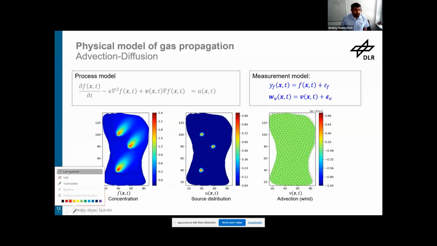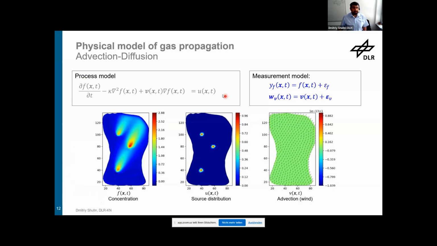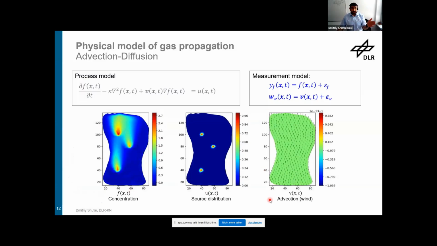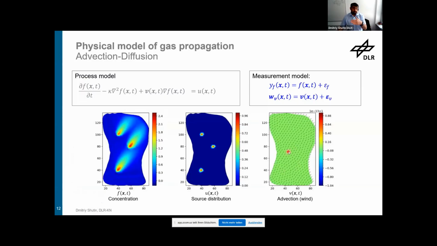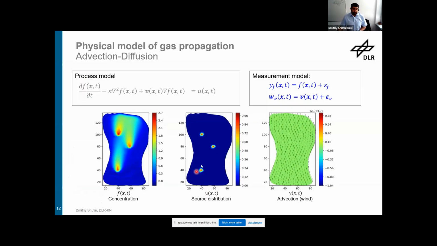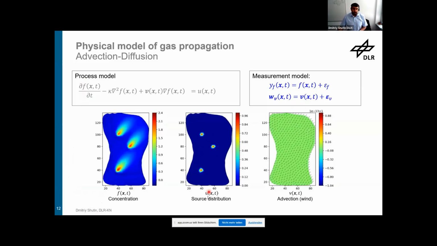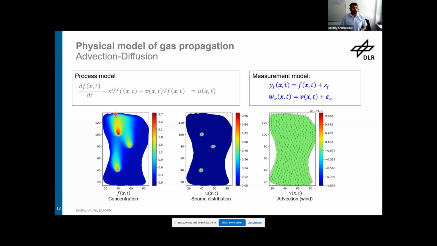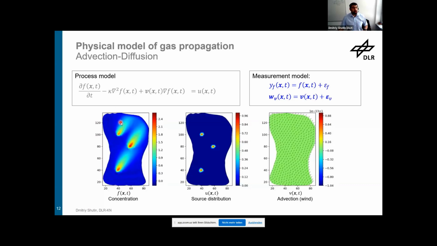So if you try to take this partial differential equation model and solve it, what you get is a dynamic picture that looks like this. You have a certain wind that changes its direction with time. The arrow here indicates in which direction the wind blows. We have a few sources that are distributed in the environment. And the solution of this equation will be the function that you see on the left. So this is a time-varying description of the concentration as time goes.